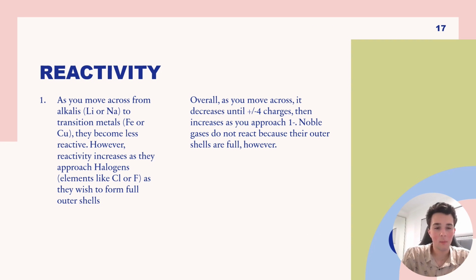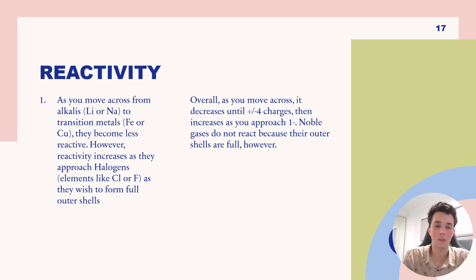Reactivity. As you move across from the alkalis, for example lithium, sodium, I think rubidium is in there, they all have a valency of +1. That's a good way to remember the alkalis. So as you move from them across to the transition metals, which in our class are the orange and red metals on the periodic table, like iron, copper, nickel, cobalt, titanium, etc.